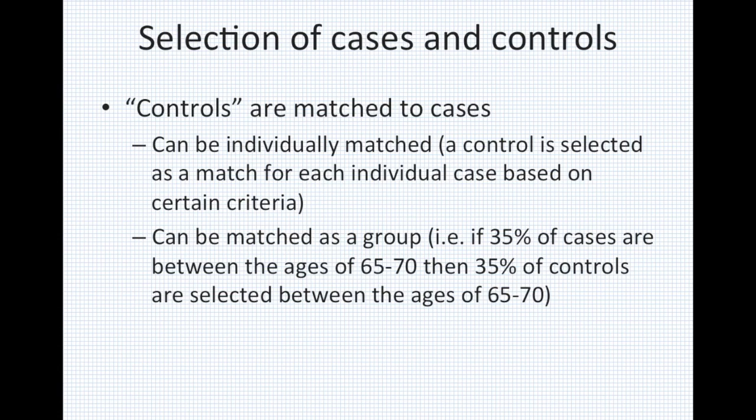Or controls and cases can be matched as a group. For example, if 35% of cases are between the ages of 65 and 70, then 35% of controls are selected between the ages of 65 and 70, but the cases and controls are not matched on an individual basis.